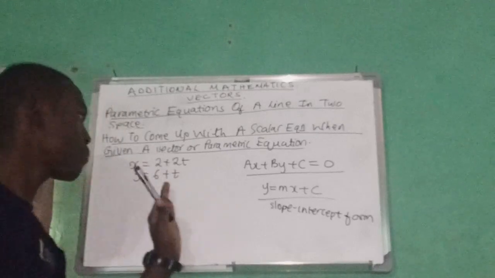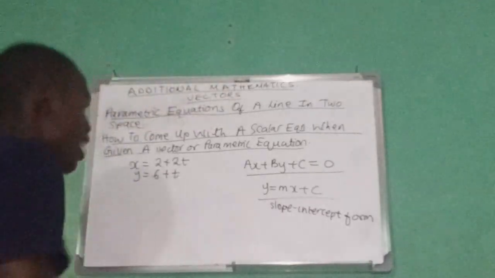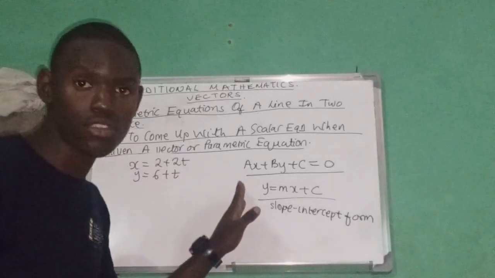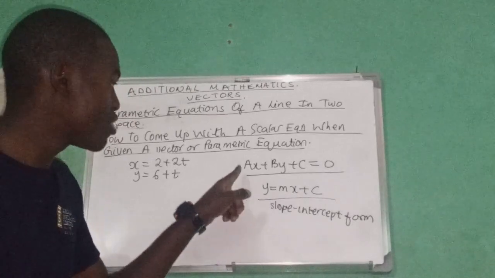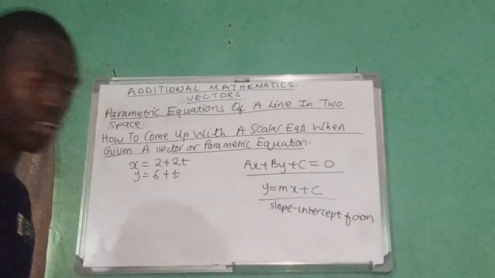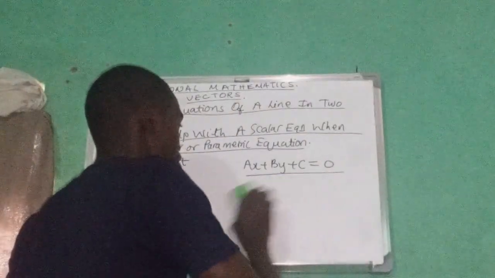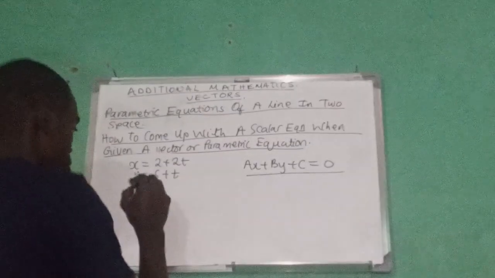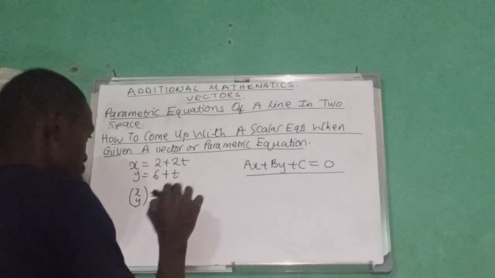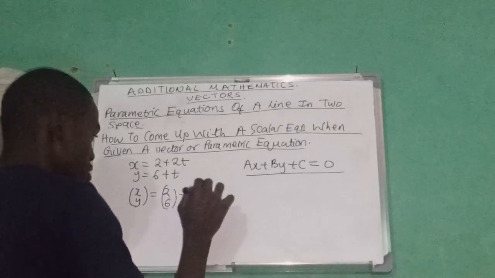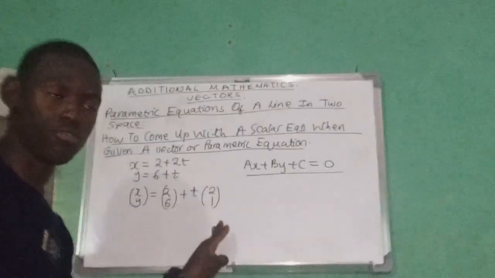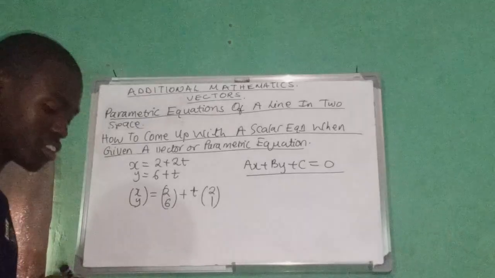So you are given a certain parametric equation. Before we continue, I just want you to differentiate. I want us to come up with an equation like this, and not like that. The ideal thing is to write it in the form of a vector equation: (x, y) is equal to (2, 6) plus parameter t times (2, 1). Write the vector equation in this particular form.